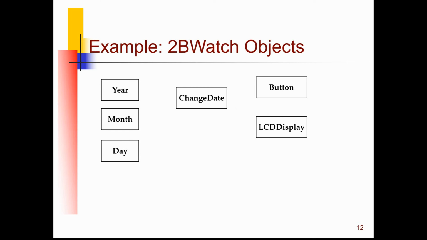Okay, let's work on this exercise. So here we have different objects and I put them in categories already, and please help to map this into the boundary, control, and entity objects. So here we have year, month, and date, change date, and we have a button and LCD display. The first one is entity object, it's talking about the data. The second one is a control object, change the date. The last one, button and LCD, is a part of the interface. So this is an interface object or boundary object.